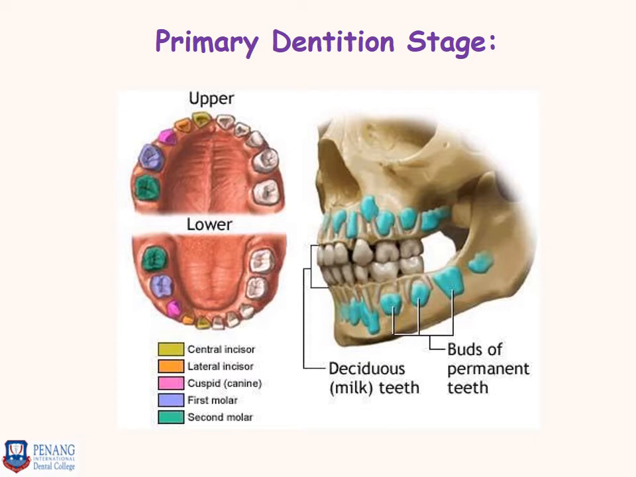Now moving on to the primary dentition stage. We have already done the pre-dentate stage. Now is the primary dentition, which is from 6 months to 6 years of age, before the eruption of the permanent tooth.